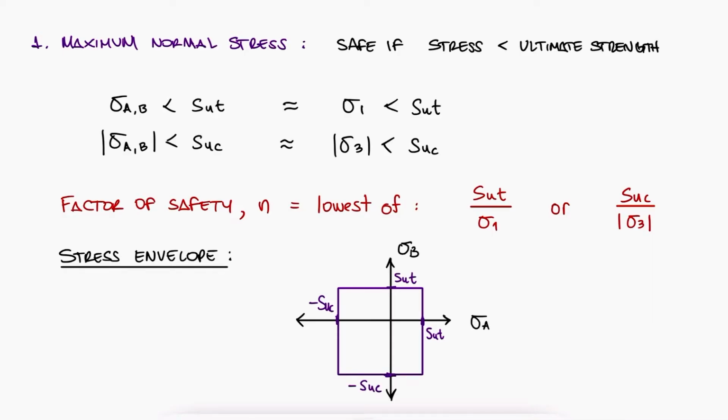If we assume that sigma B is in fact larger than sigma A, we would find all of our three cases on the top left side of our square, with cases 1, 2, and 3. If we choose to label our principal stresses with sigma A being greater than sigma B, we would find our three cases for Mohr's circle on the bottom right of our stress envelope.